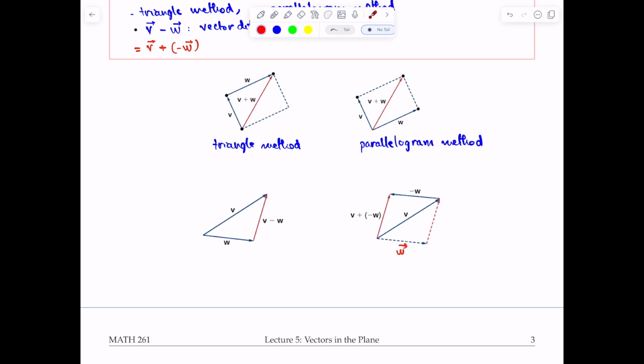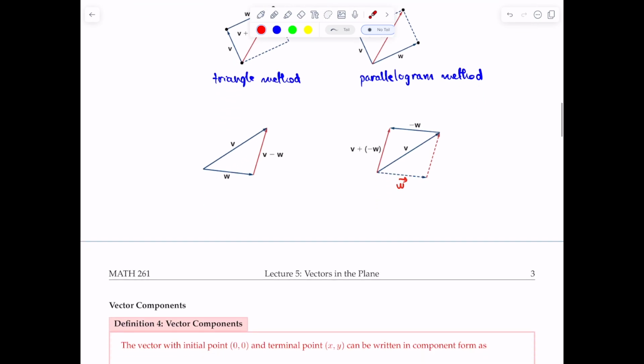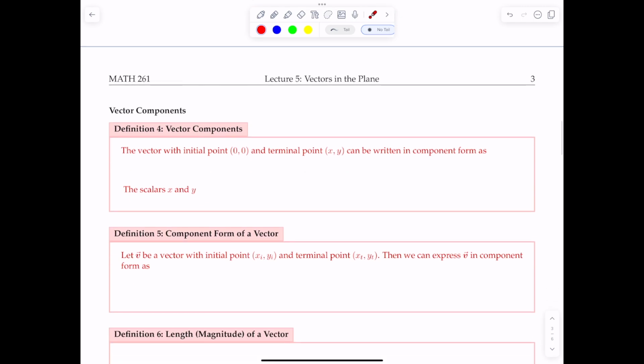Alright, so hopefully you get some idea how to perform some vector operations, including scalar multiplication, vector addition, and vector subtraction. Now let's move on to vector components. So when you perform these kinds of operations, scalar multiplication, vector addition, vector subtraction, you need to know the components of the vector.